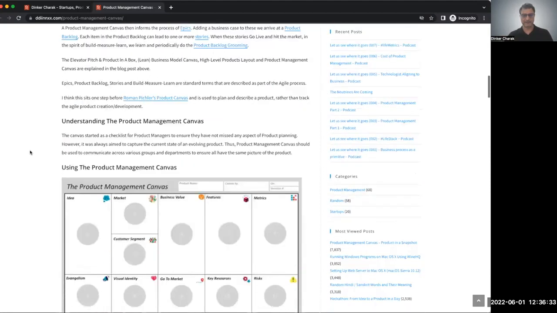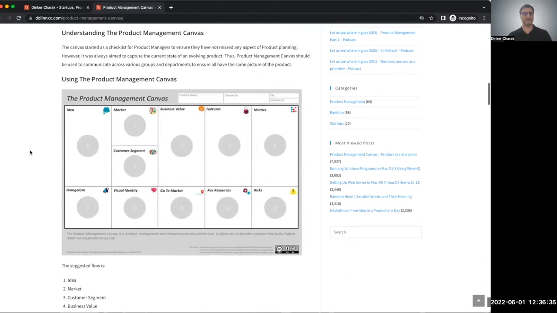So if you look at the product management canvas, what it tries to do is a literal breadth first thinking around the product.